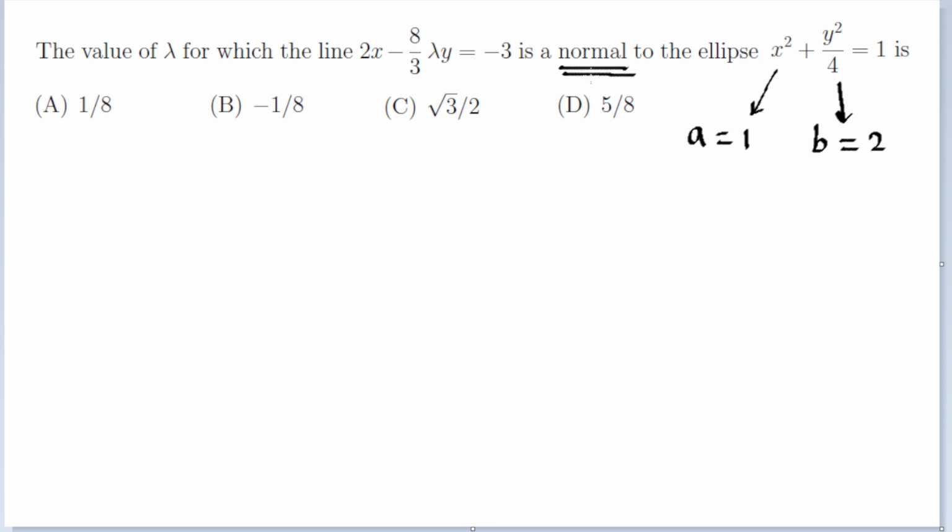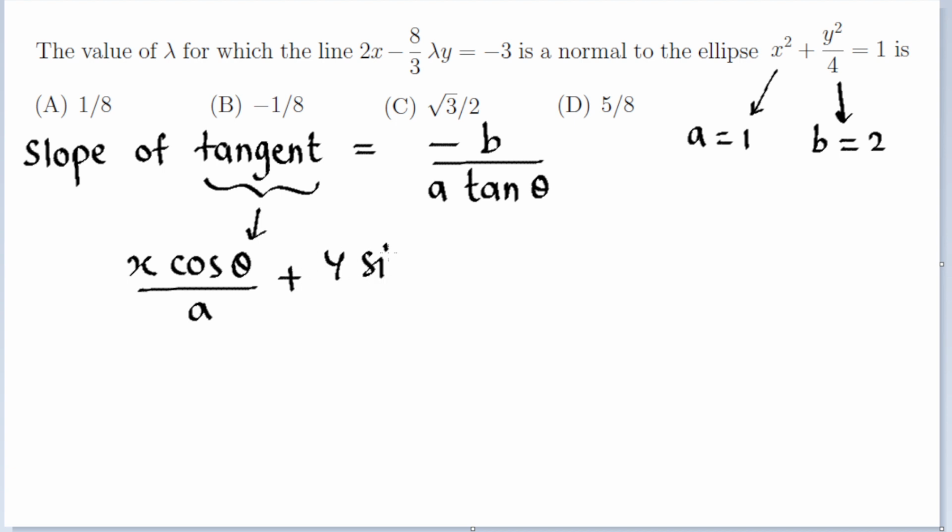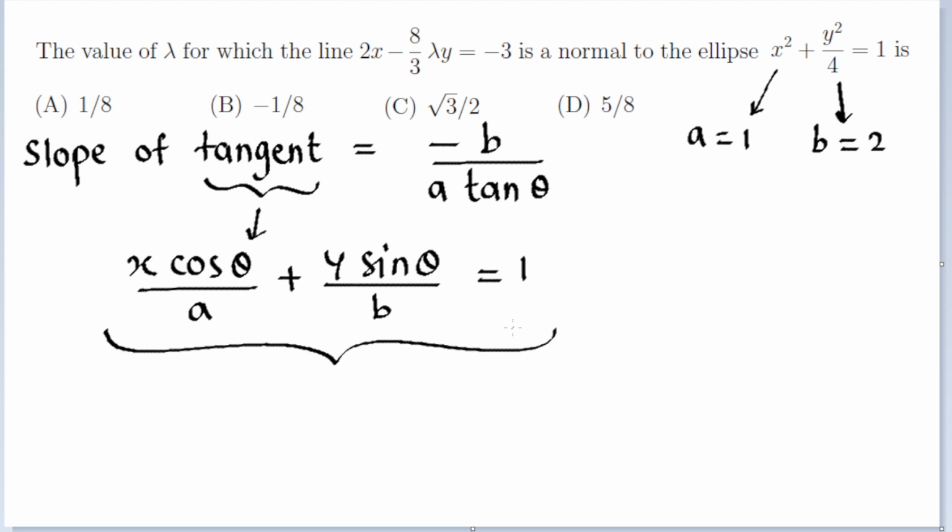Now look, since we have been given the normal, first we may start off with the tangent case, that is the slope of tangent in parametric form, which is always given by minus b by a tan theta. If you wonder where this comes from or how to derive it, if you don't recollect, then we can just write the equation of tangent in parametric form. If you recollect, it is x cos theta upon a plus y sin theta upon b equal to 1, right? And you know how to find the slope of a line, right? So from that we will get the slope as minus b by a tan theta.